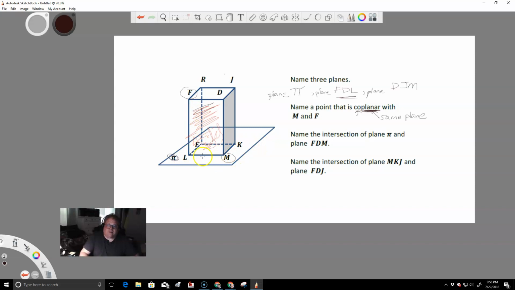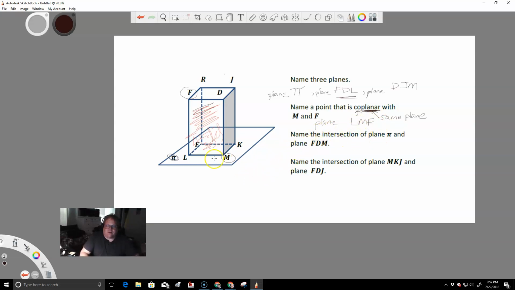Okay, so that looks like this front face again. So I'm going to say plane L, M, F. And again, you could have done it. You could have used the D if you wanted to. You would have still been right. So, you could use D in exchange for any of these other letters if you wanted to. So that's the answer to that one.